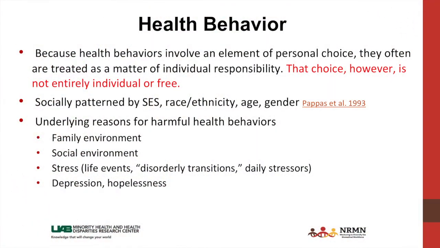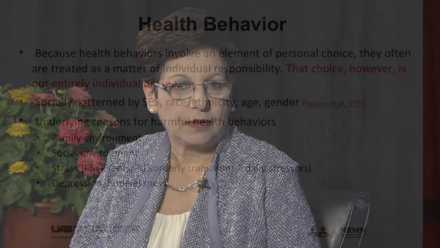Why is it difficult for some people to change their behavior? So usually behavior and lifestyle is a personal choice. However, sometimes it is difficult for people to make these choices because it's impacted by social patterns such as socioeconomic status and race and gender, and also other underlying reasons that could harm health behavior like family environment, social environment, stress, and depression and hopelessness.